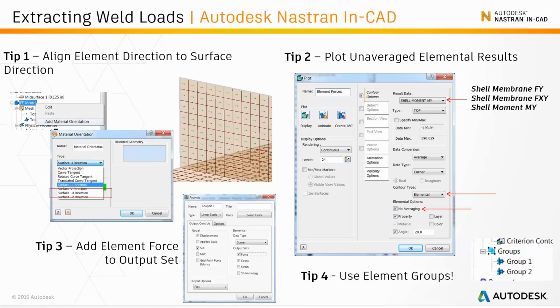Make sure you turn on no averaging within the plot options to ensure that you're not getting element averaging of all of the surrounded elements. So you really just want the element force of that specific element, not all of the other ones surrounding it. And when creating an analysis, you also need to ensure that you check the force option under output sets, otherwise the forces won't be considered in the calculations.